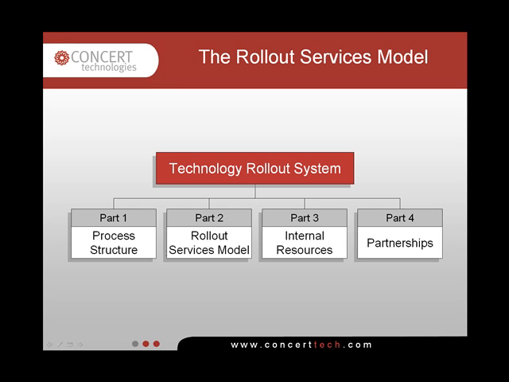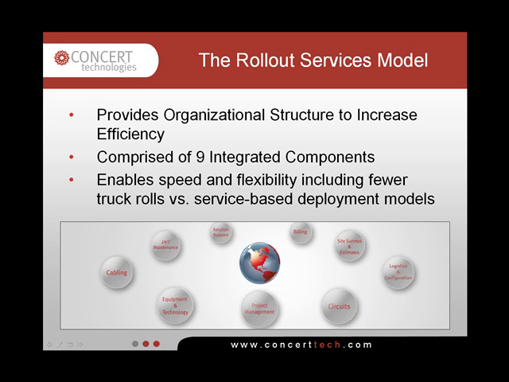This video will examine the Rollout Services Model, the second part of the Technology Rollout System. The Rollout Services Model provides an organizational structure for multi-location deployments that is designed to increase overall implementation efficiency. It is comprised of 9 integrated components which allow for speed and flexibility, in part by dispatching fewer truck rolls as opposed to service-based deployment models.